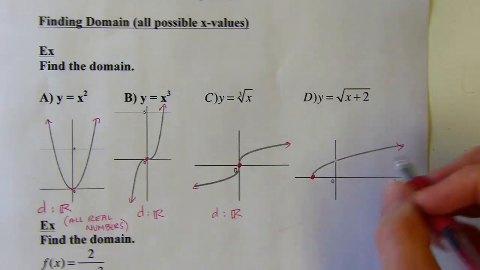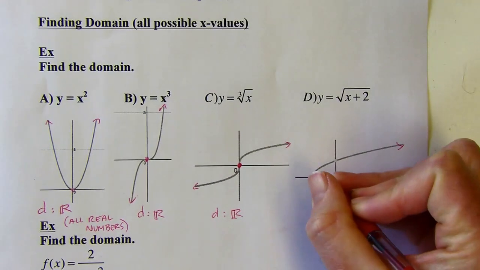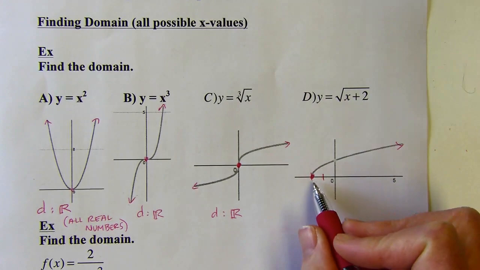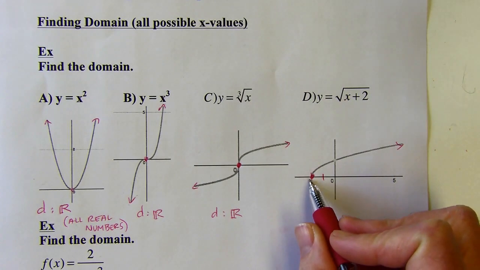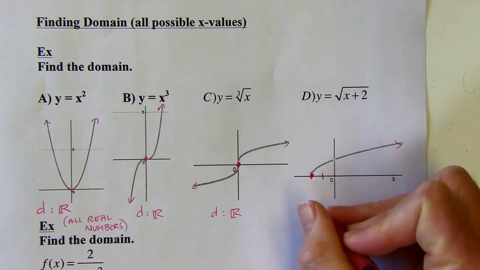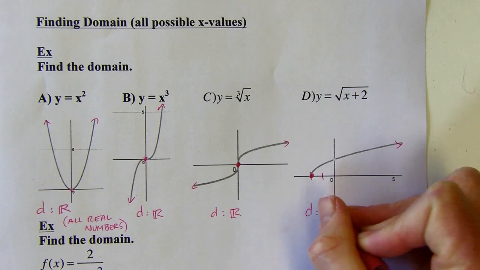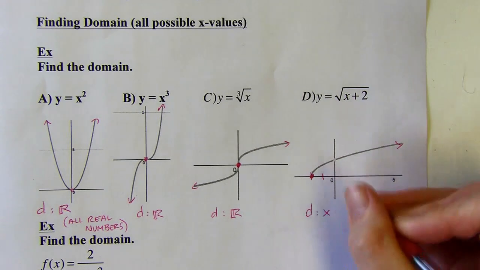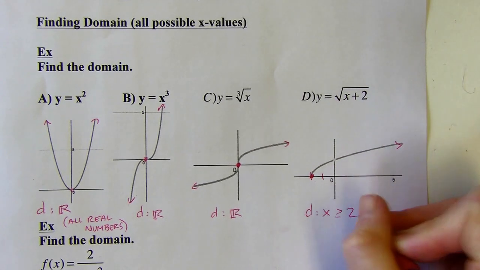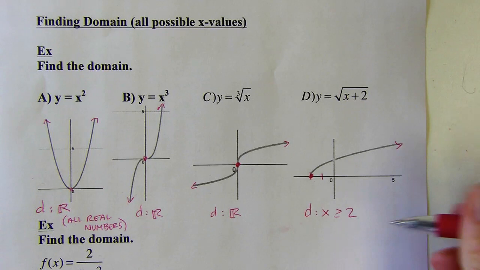So it's a little hard to see on this graph, but that's supposed to be the point -2, 0. So it goes to the right from -2. So my x values, I could have an x that's -2 or anything bigger than that, right? So that is my domain.